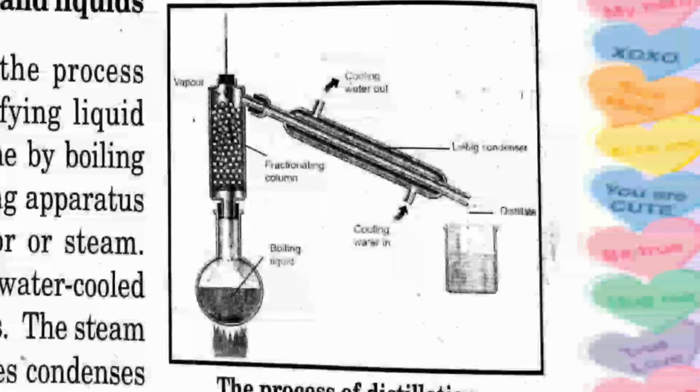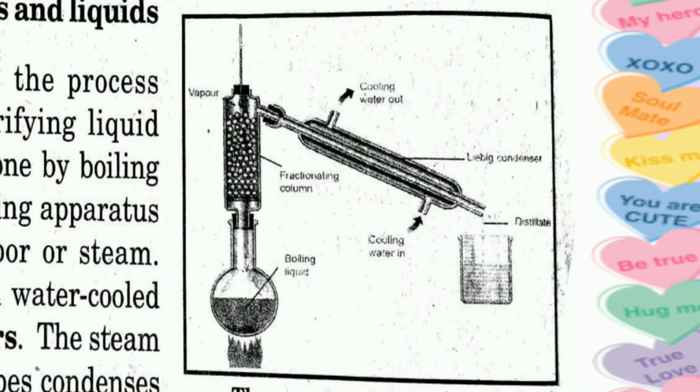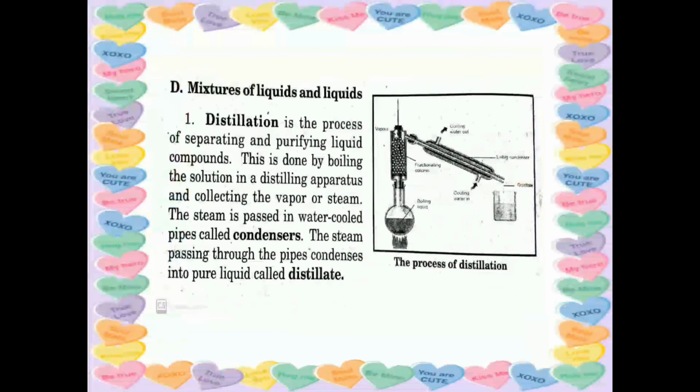This is the boiling liquid. So, tataas yan. Fractionating column, the vapor. So, dito naman, ito yung cooling water out. So, ito yung ating condenser. So, cooling water in. So, ito yung ating distillate. Yan ang ating process of distillation.